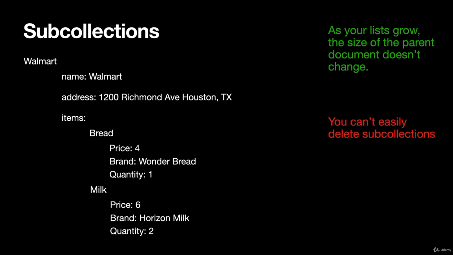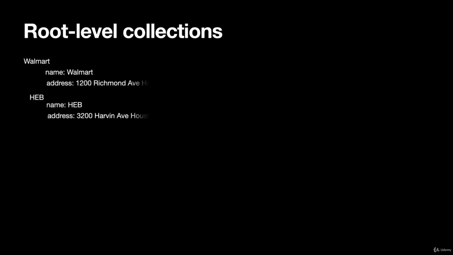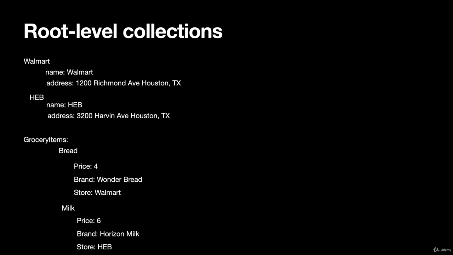Now let's go ahead and look at the root level collections. In the root level collections, we can have a stores collection, which will have Walmart and H-E-B and Randall's and other stores. And we can also have the grocery items at the root level, another collection, grocery items, which has bread, milk, and each grocery item will have a link back to the particular store. As you can see right over here, we have the bread, and this bread is from Walmart, but the milk is from H-E-B.